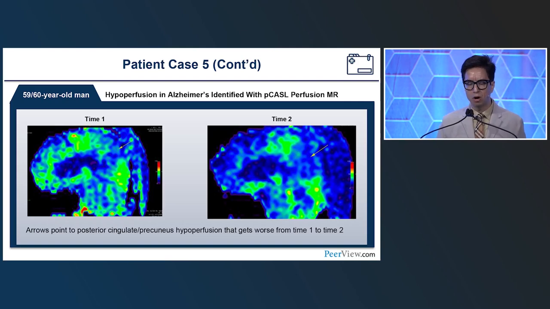And what you're seeing here are sagittal ASL images. And what the arrow is pointing to is the precuneus and the superior parietal region. And so these blue colors show progressively lower areas of cerebral blood flow. And you can see over the course of a year, we see progressive loss of perfusion.